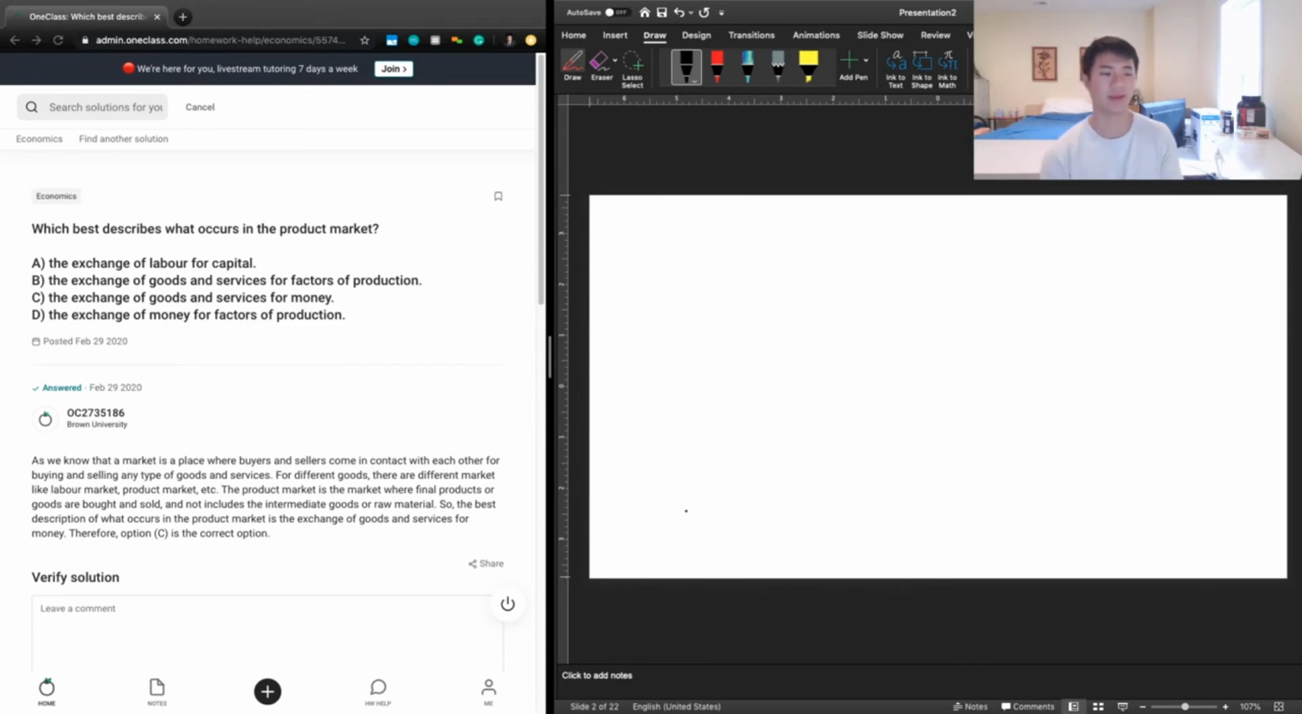So let's take a look at the answer provided by the previous tutor. The previous tutor says, as we know, a market is a place where buyers and sellers come in contact with each other for buying and selling of any type of goods and services. For different goods, there are different markets like the labor market, the product market, etc. Product market is a market where final products or goods are bought and sold and does not include the intermediate goods or raw material. So the best description of what occurs in the product market is the exchange of goods and services for money. Therefore, option C is the correct option.